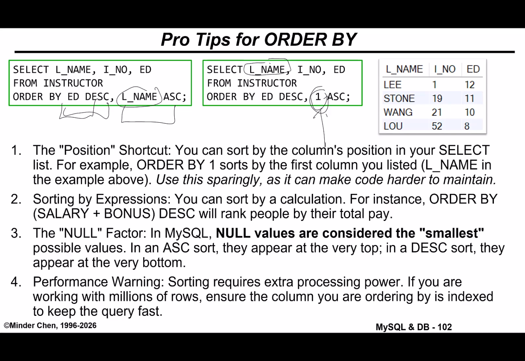We prefer that you use the column name in order by, if at all possible. If you use the column position in order by, it's more difficult to maintain your code, because sometimes you may change the columns or the arrangement of the columns, and then you're changing the column position. If you forgot to revise this, then you're going to get something not exactly what you wanted.